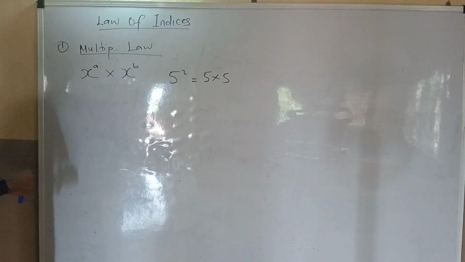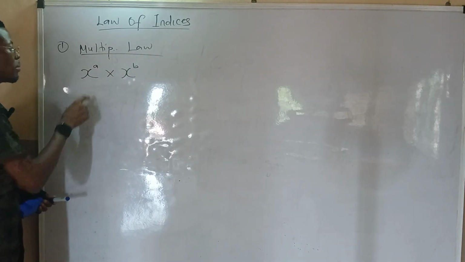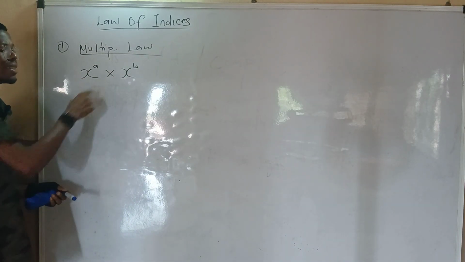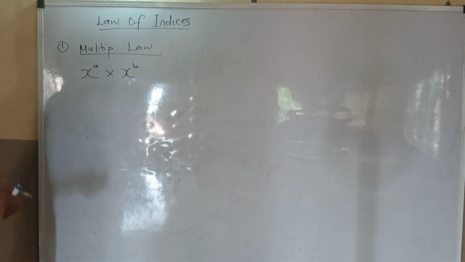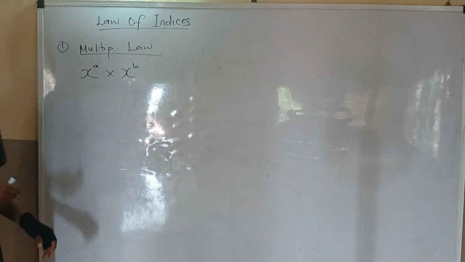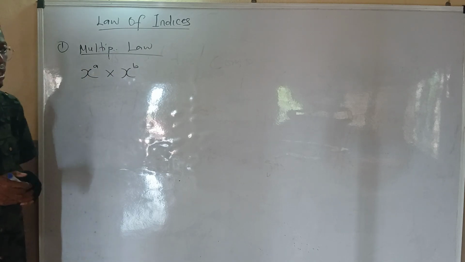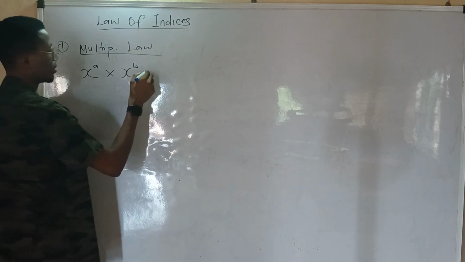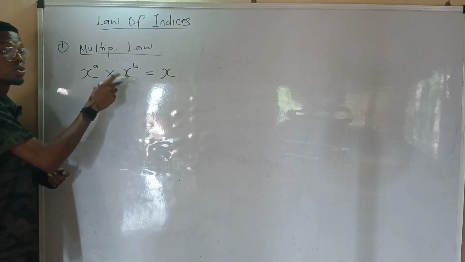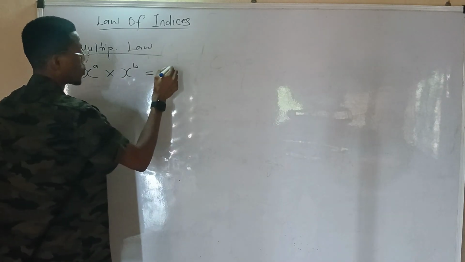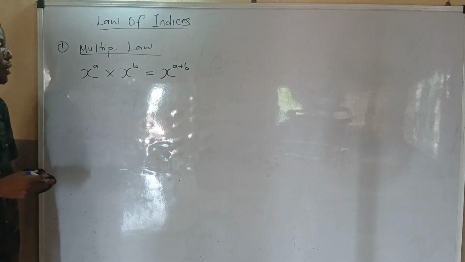Now, this is the first law of indices. It is telling us that when 2 bases are the same, x is a base and another x is a base, similar bases, when 2 similar bases multiply each other, what happens? The powers are to be added together. So this means we take a common base, since there are 2 similar bases, then we add up the powers together, which is a plus b. Are you seeing it? That is what this law is all about.